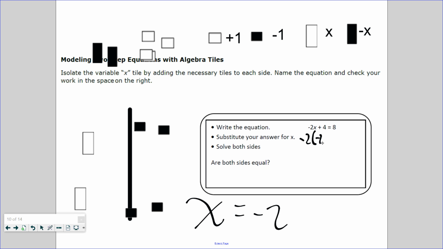Let's check our work. I substitute for x. -2 times -2 is 4. And 4 plus 4 is 8. 8 equals 8. Check mark.